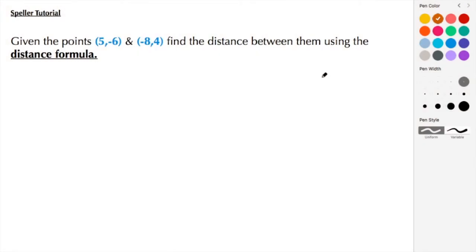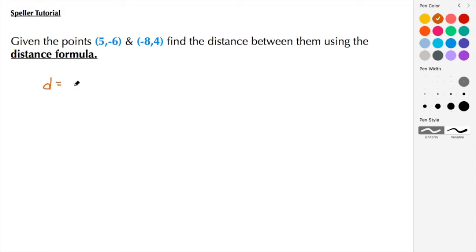In today's tutorial, we're going to use the distance formula to calculate the distance between 2 points. So here we're given the points (5, -6) and (-8, 4), and we need to find the distance using the distance formula. All right, let's begin by writing the formula.